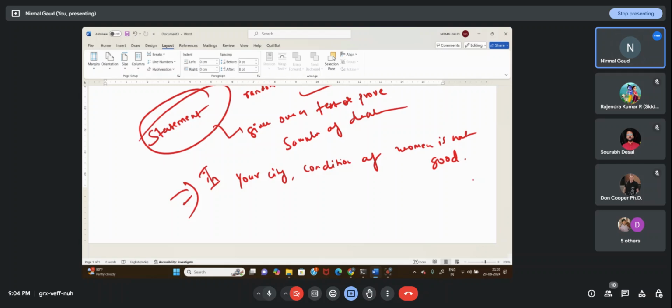So for the sample, we are doing a survey. We went in the city, we talked to different women and asked how they are feeling. If most of the women said not good, the statement is, in your city, condition of women is not good. With this particular sample, we'll test the statement. And this is what is called hypothesis testing.